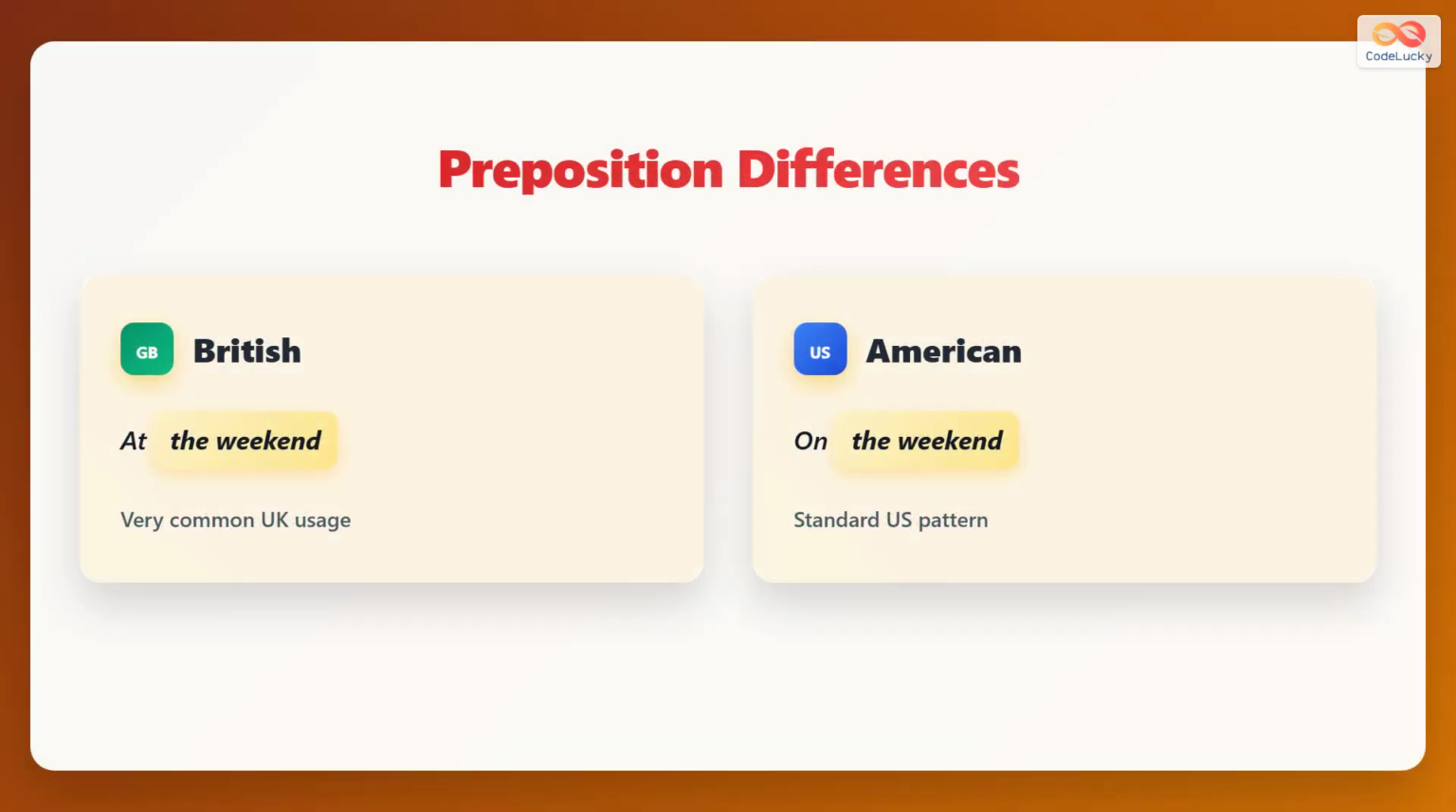Beyond have got versus have, there are also preposition differences. British speakers say at the weekend, while American speakers say on the weekend. Both mean the same thing and refer to Saturday and Sunday. The British use the preposition at, while Americans use the preposition on. This is another common difference between the two varieties.